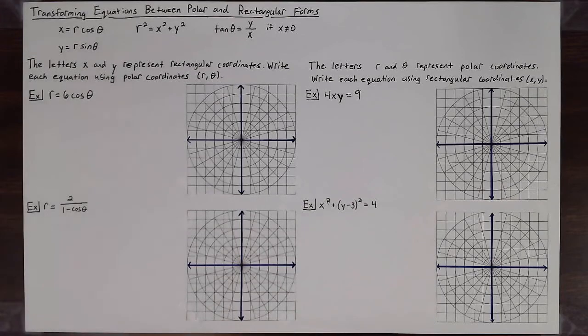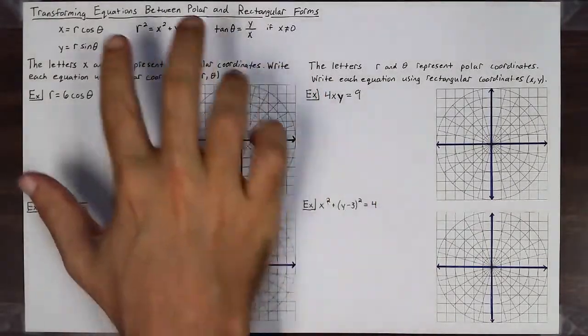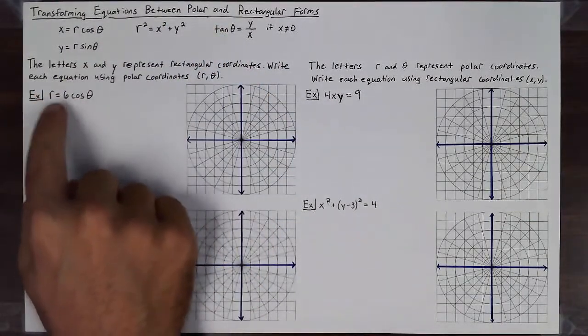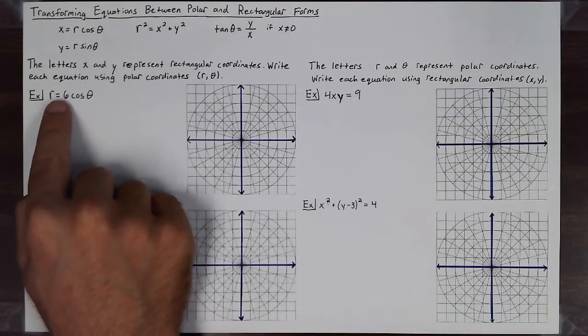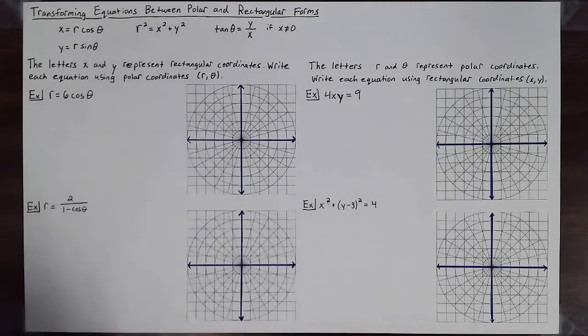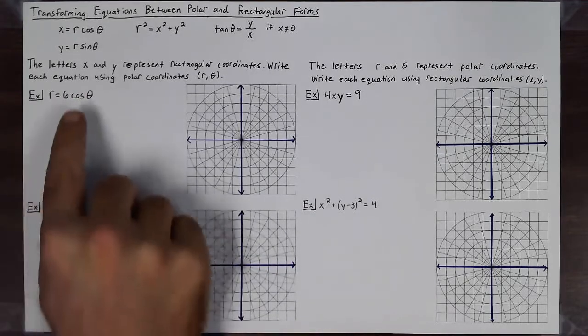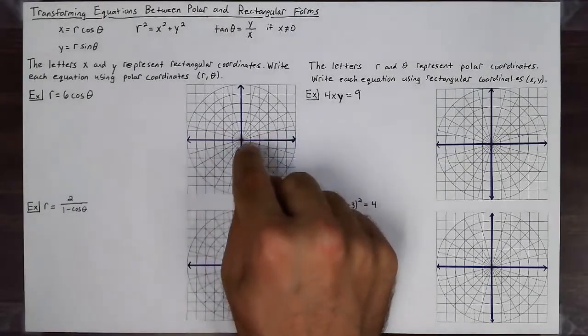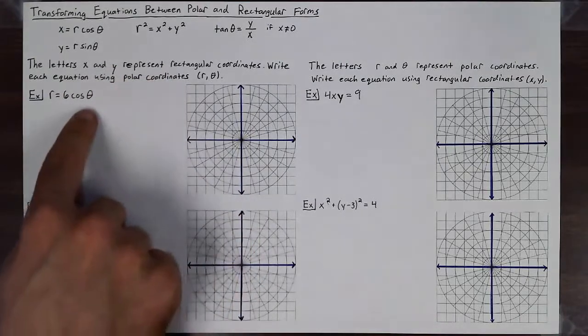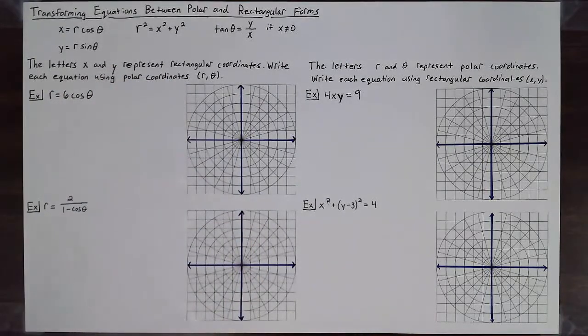In this video, we're going to learn how to transform equations between polar and rectangular forms. Now, in the previous lessons, we learned how to convert points between the two, but now we can take full equations, like r is equal to 6 cosine of theta, and put them into rectangular coordinates so you can see what their graph would look like. For example, r equals 6 cosine of theta could be graphed on this polar grid, but if we convert it to rectangular coordinates, you might be able to see what this graph is a little easier.